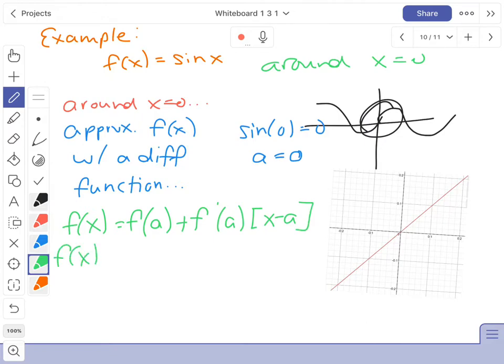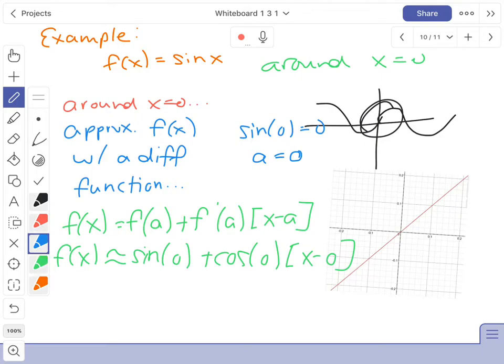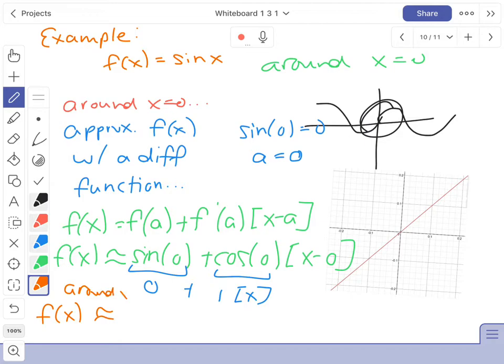So our function will be approximately equal to the sine of 0 plus the derivative of sine, which is cosine, at 0 times x minus 0. Well, there are some good things here. The sine of 0 we know is just 0. The cosine of 0 we know is 1. And x minus 0 is simply x. So we summarize and say our function f of x around x equals 0, and it's only around there, we could replace with 1x, or in other words, just x.